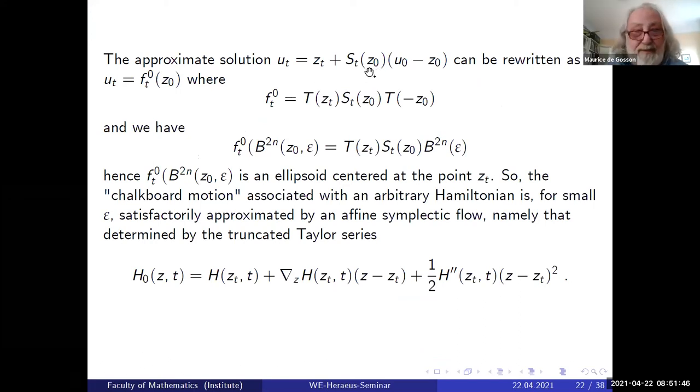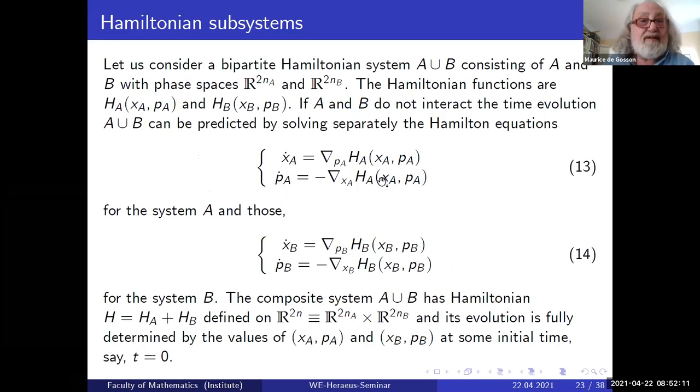So I will go a little bit faster. Anyway, using this particular Hamiltonian and the associated flow, you can also study the semiclassical motion for arbitrary Hamiltonians, taking into account the fact that the smaller epsilon is, the better the approximation will be. Perhaps I do not insist on that point, but rather talk about Hamiltonian subsystems.